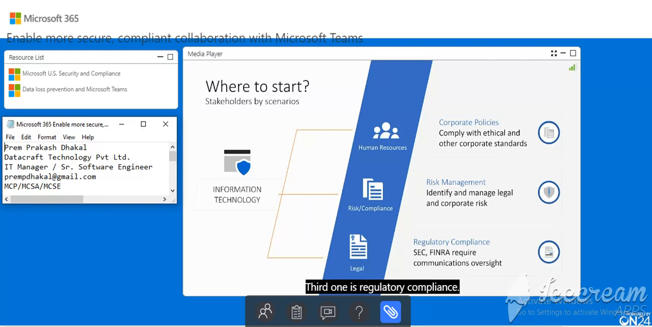Third one is regulatory compliance. We know that most organizations must comply with some type of regulatory compliance standards as part of their normal operating procedures. These regulations often require organizations to implement some type of oversight process for messaging that is appropriate for their industry. The Financial Industry Regulatory Authority, what we know as FINRA Rule 3110, is a good example of a requirement for organizations to have procedures in place.